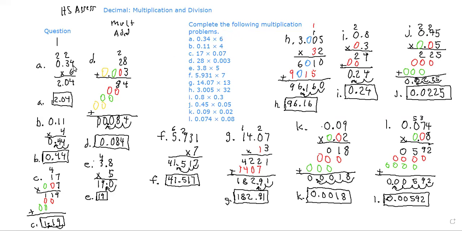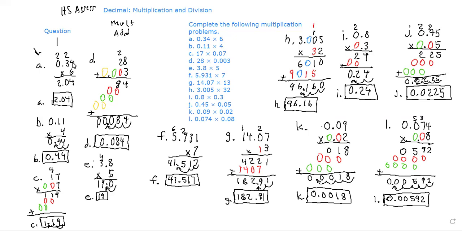0.34 times 6. So over here we see A, and we have 0.34 times 6. Note the 6 is written in the same place value as the 4. They're both in the ones place value. And we're going to keep track of the place values as we write these numbers in, making sure that we're only performing operations on numbers in the same place value. All right, so let's begin.